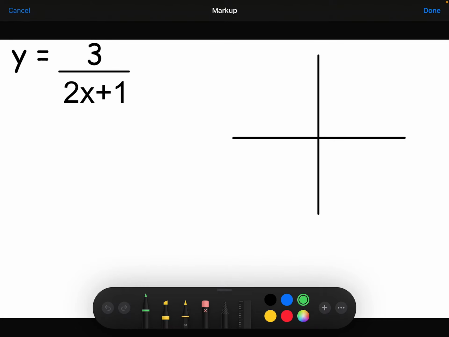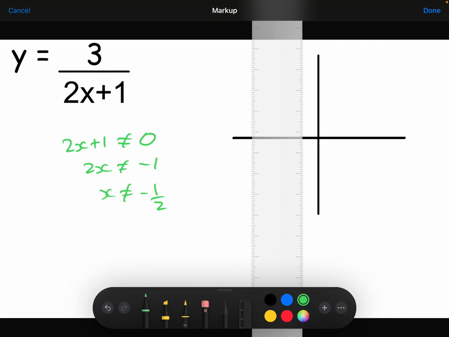Next. y equals 3 over 2x plus 1. Right, my vertical asymptote. The denominator here cannot equal 0. So 2x plus 1 is not allowed to equal 0. So 2x is not allowed to equal minus 1, and x is not allowed to equal minus 1/2. So that is my vertical asymptote when x is minus 1/2.